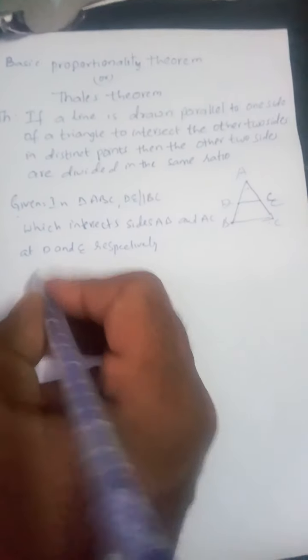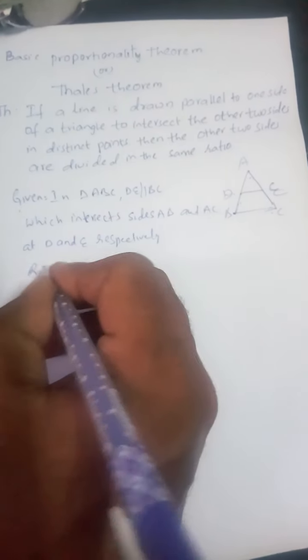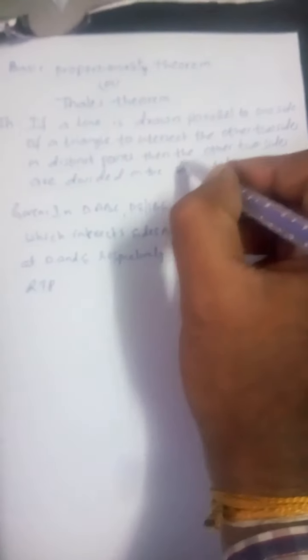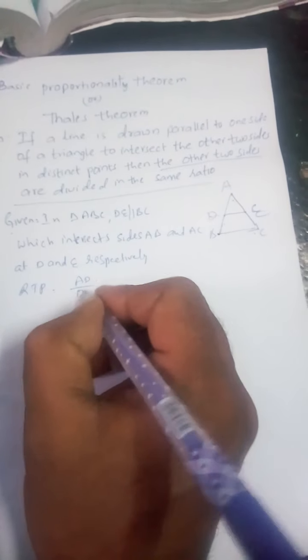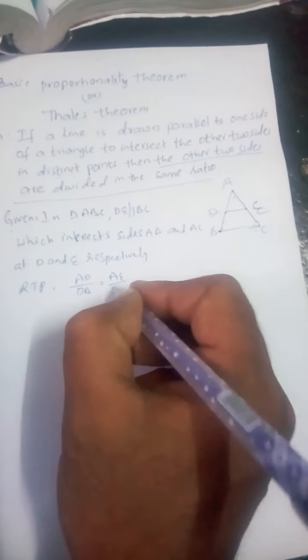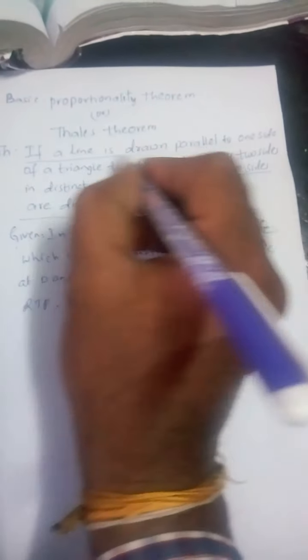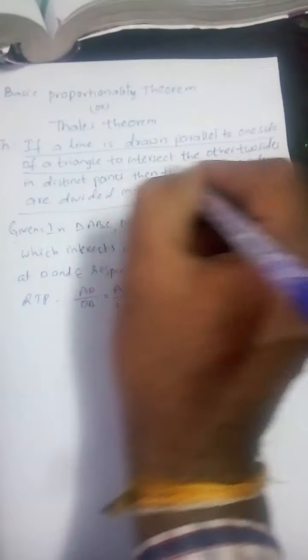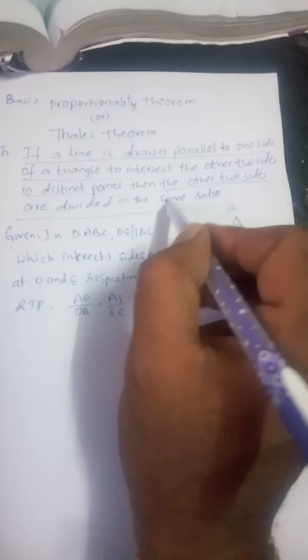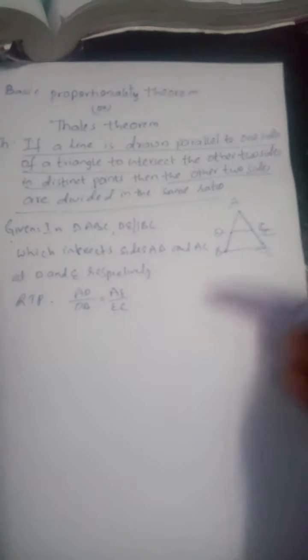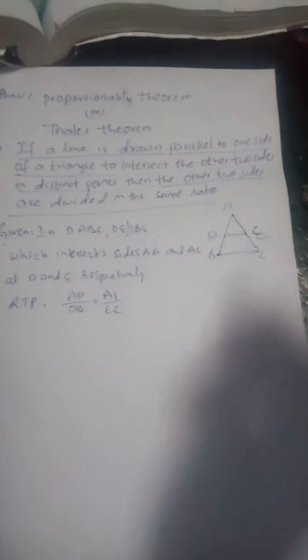Next, RTP. What is RTP, children? The other two sides are divided in the same ratio: AD by DB is equal to AE by EC. Children, this part is the given, and this part is the RTP. RTP: AD by DB is equal to AE by EC.